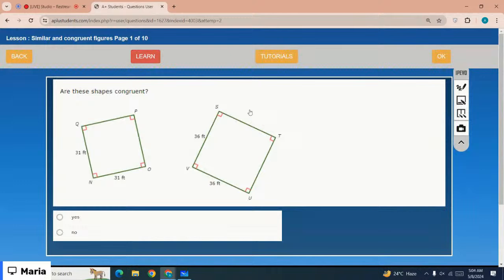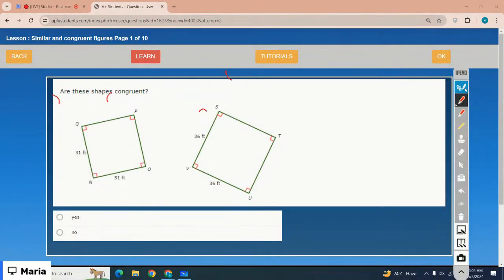Are these shapes congruent? So we have to see if the shapes are congruent. Let's see. Angle Q is congruent to angle S, angle P is congruent to angle T, angle N is congruent to angle V, and angle O is congruent to angle U. Now let's look at the corresponding sides. SV corresponds to QR, that is 36 over 31, and VU corresponds to VQ, that is 36 over 31, because that's a square. All side lengths are exactly the same. That means they have the same ratio. So yes, the shapes are congruent.